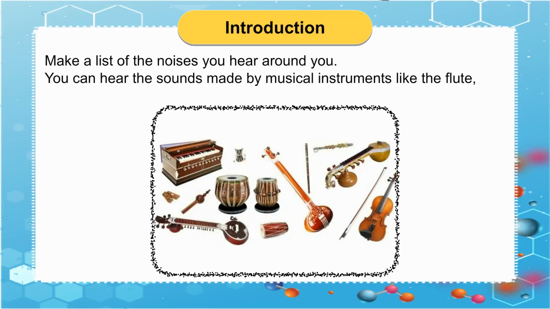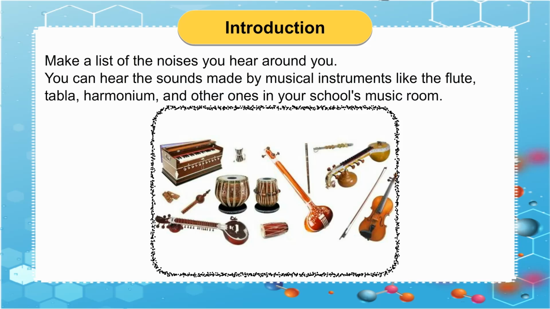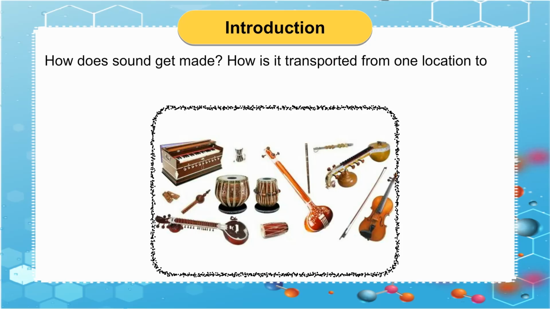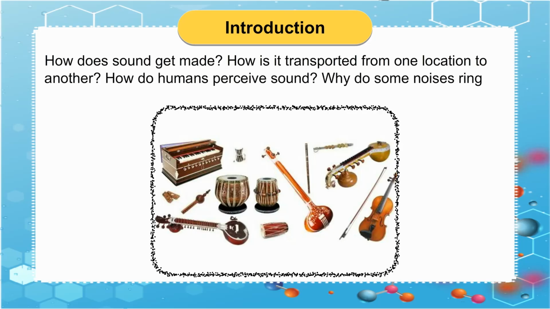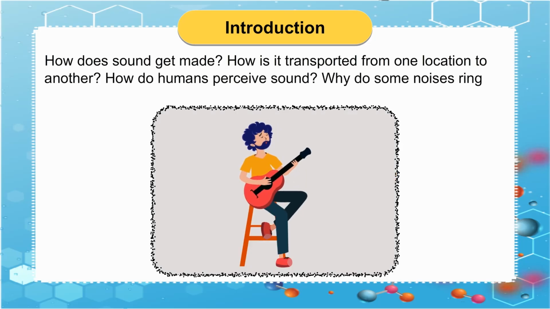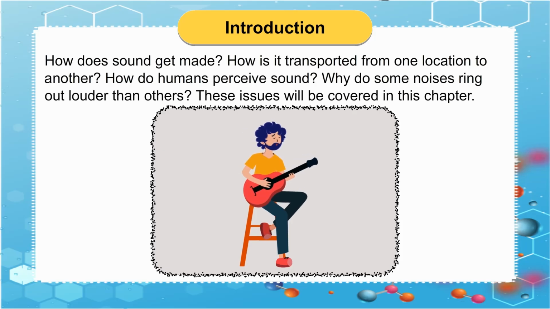You can hear the sounds made by musical instruments like the flute, tabla, harmonium, and other ones in your school's music room. How does sound get made? How is it transported from one location to another? How do humans perceive sound? Why do some noises ring out louder than others? These issues will be covered in this chapter.